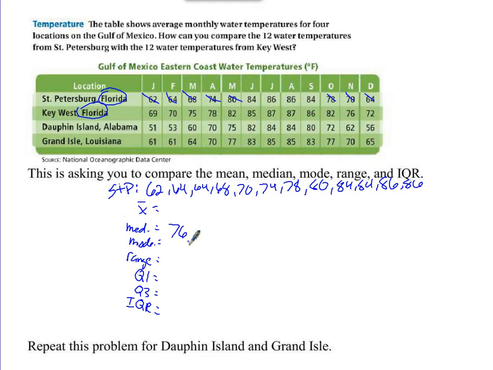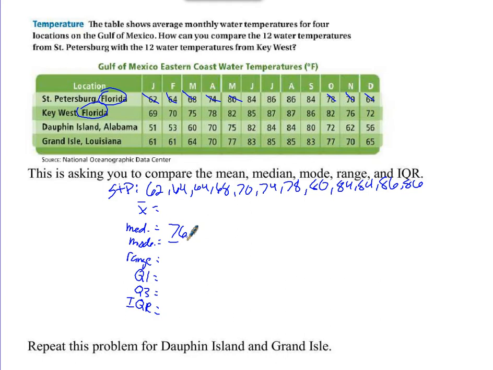What's the mode? The number that gets repeated the most? We have 64 twice. We have 84 twice. We have 86 twice. So what's the mode here? Why is there no mode? Yeah, it's probably not statistically relevant to say what the mode is because we have a bunch of things that are repeated the same amount of times. So we're going to go with nothing here, no mode. NA would be perfect, actually.